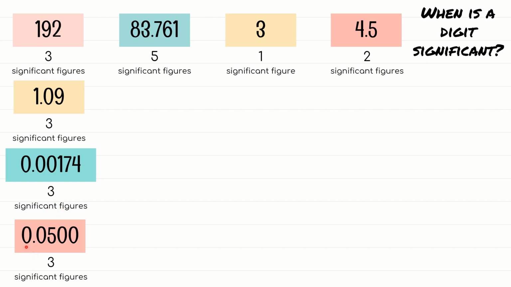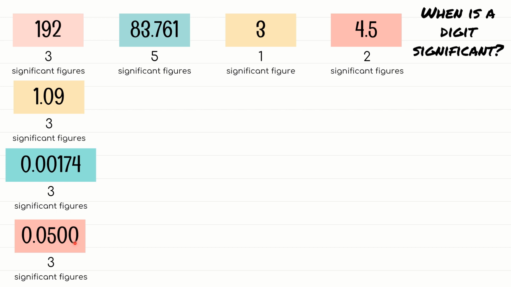Lastly, with the number 0.0500, with what we learned in the earlier two numbers, this is a decimal. The first two zeros in front of 5 will not be considered significant, but the zeros after 5 will be considered significant. So we count our significant figures as 5 as the first one, this 0 here as the second one, and this 0 here as the third one. So there are actually 3 significant figures.